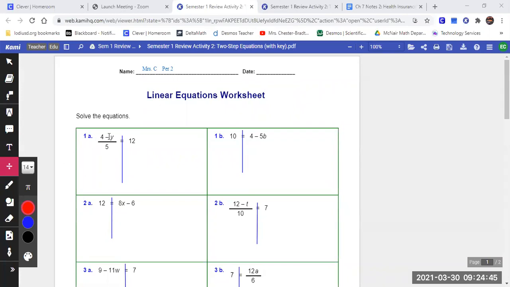So on number 1, yes, I see an addition or subtraction right here at the top of the fraction. Problem is, I have this divided by 5. I have to undo that divide by 5. So I have to do a big one first in this situation because I have this divide by here.